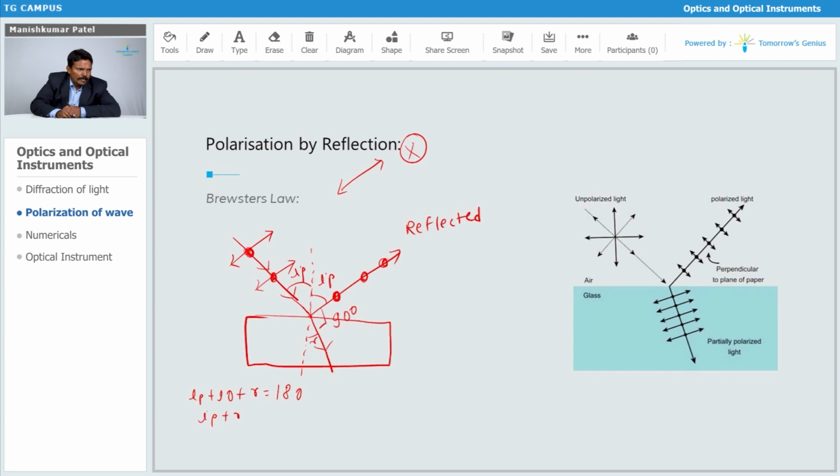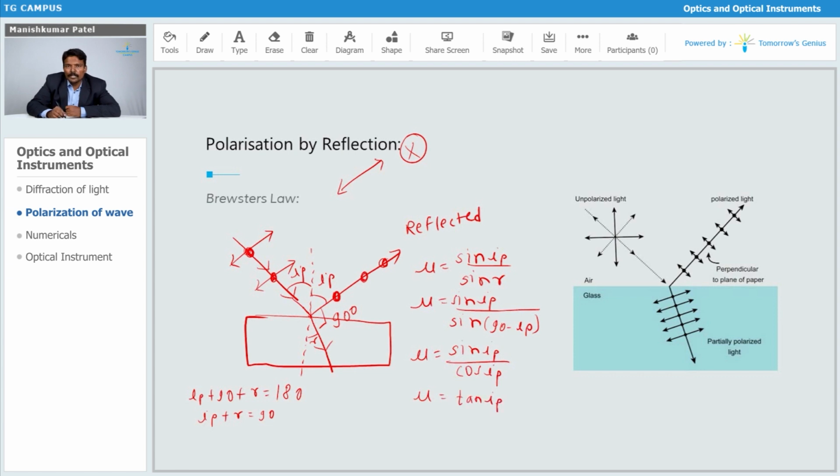Then IP plus R equals 90. You can write mu equals sine IP upon sine R, and R is 90 minus IP. So mu equals sine IP upon sine of 90 minus IP, which is cos IP. Then mu equals tan IP. So the refractive index is tan of the angle of polarization.